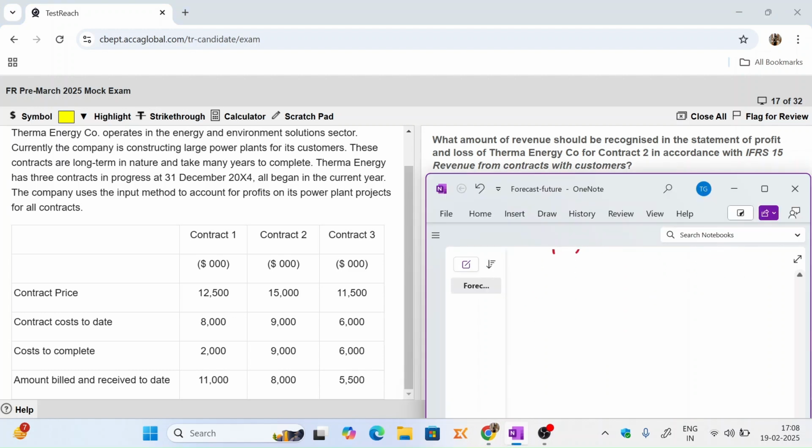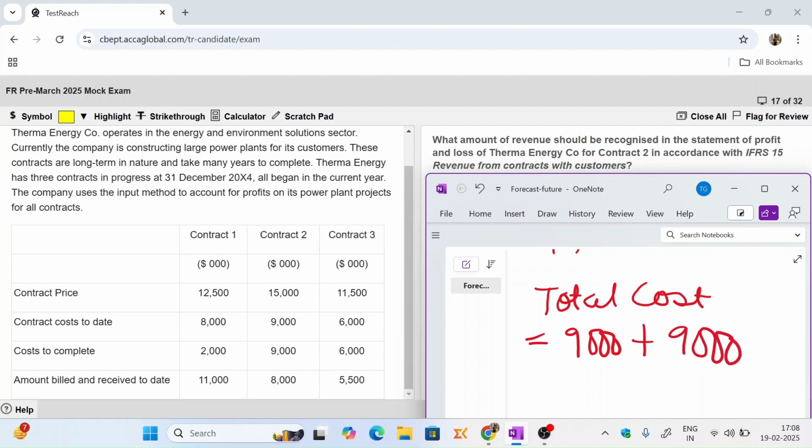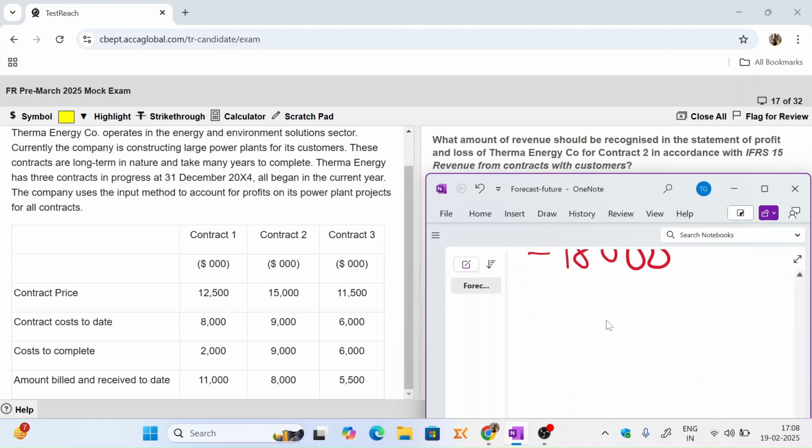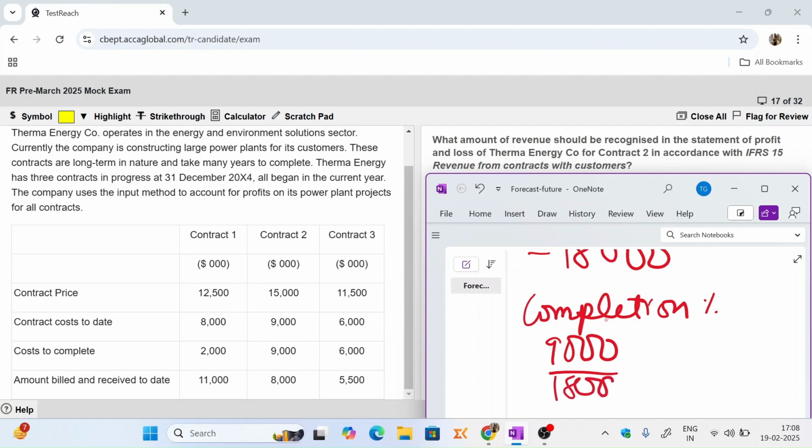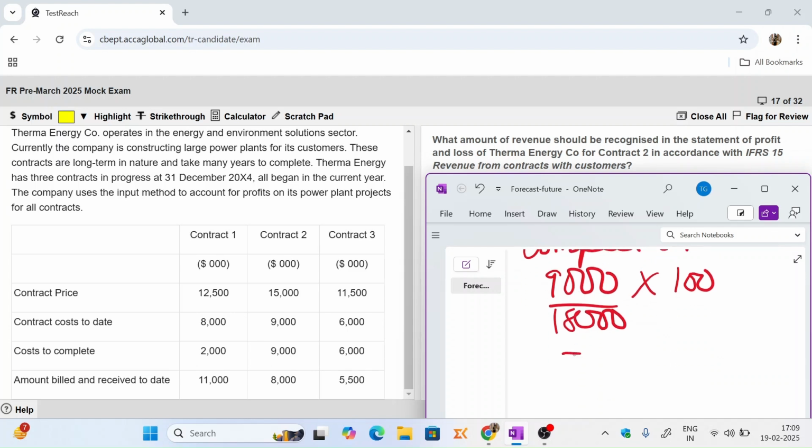So the total cost for contract 2 is 9,000 we have already spent plus 9,000 still to be spent. That means your total cost is $18,000. So how do you work out your completion percentage? Completion percentage is going to be 9,000, that is what you have spent, versus the total you want to spend, 18,000, into 100. This is going to give you 50% as the completion.